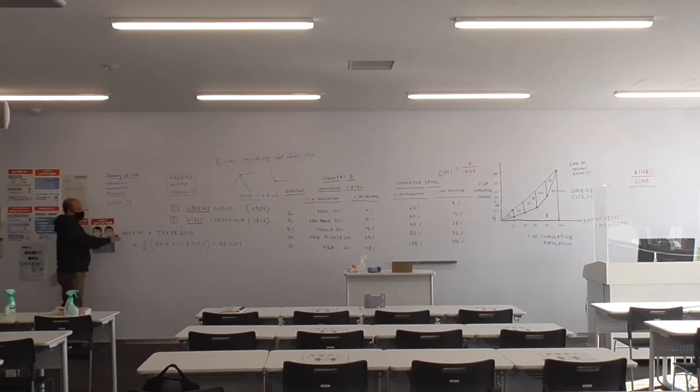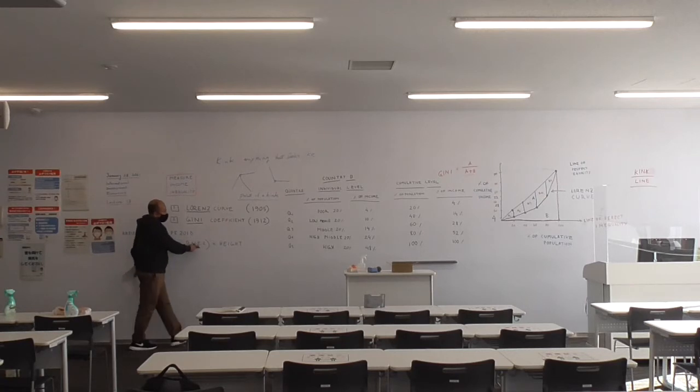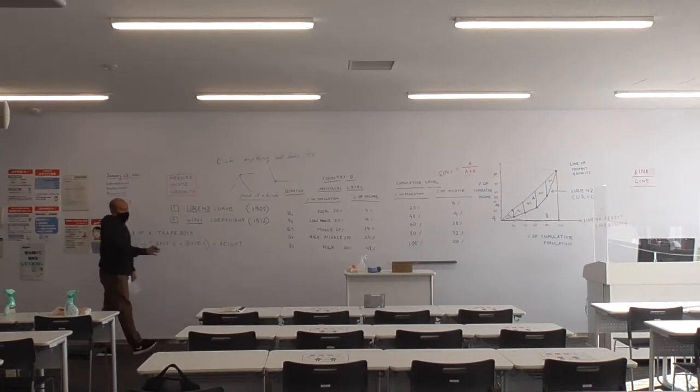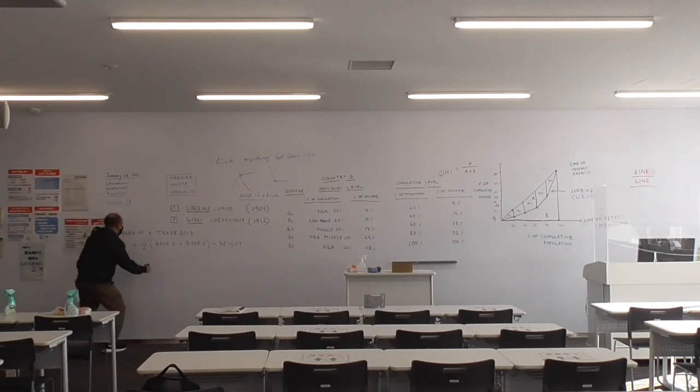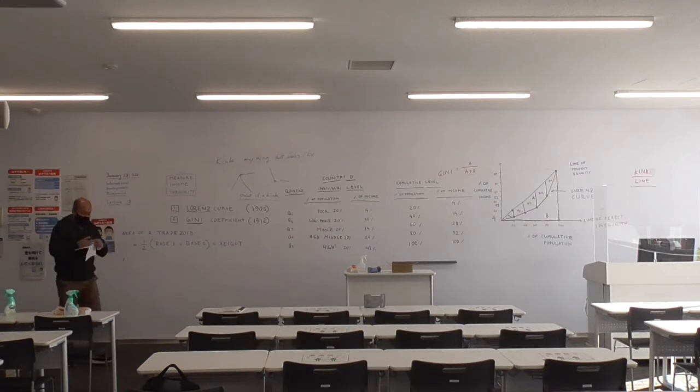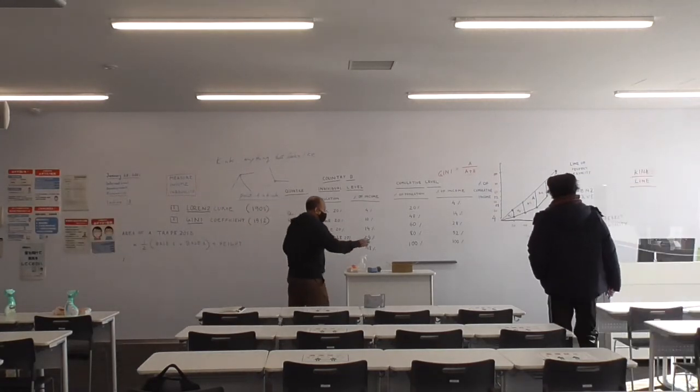This is the area of a trapezoid: half into base 1 plus base 2, multiplied by the height. Then we can calculate the area of the trapezoid. And the area of the triangle is much easier. Everybody knows.